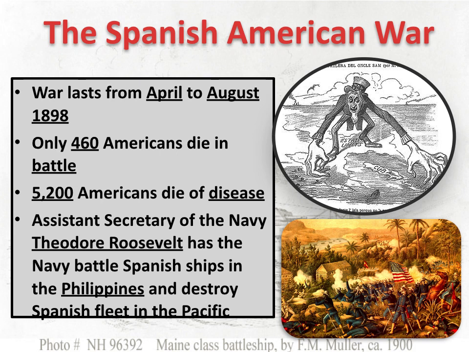Assistant Secretary of the Navy Theodore Roosevelt has the Navy battle Spanish ships in the Philippines and destroy the Spanish fleet in the Pacific. Now, we talked about earlier and we mapped in class that Spain has the Philippines and Guam in the Pacific Ocean. The U.S. is going to want to try to take those territories and completely wipe out the Spanish empire while setting up its own empire.